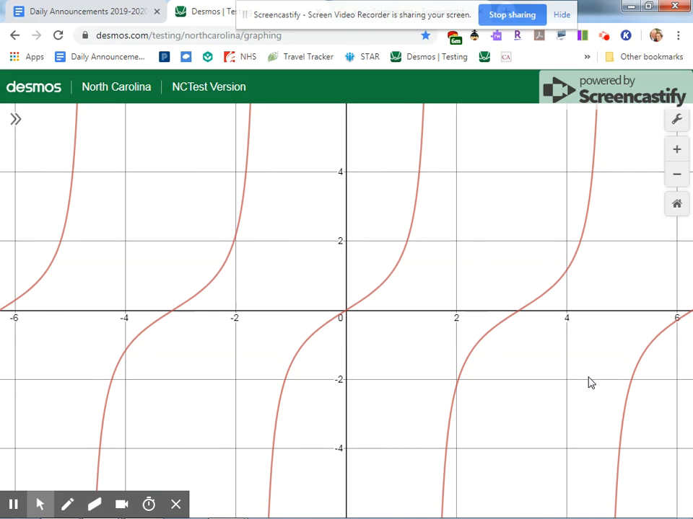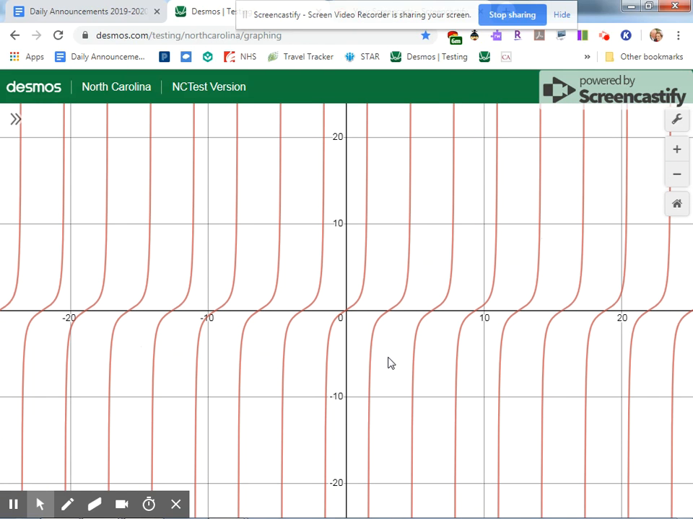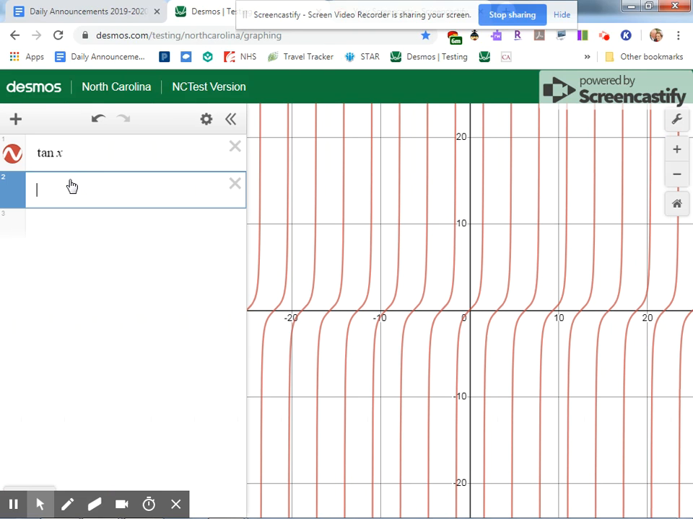Just so that it looks like what we're looking at, I am going to zoom out just a little bit more so you can see a little bit more of what the y values do. Okay, obviously Desmos does not show us those vertical asymptotes. I could put some in there.